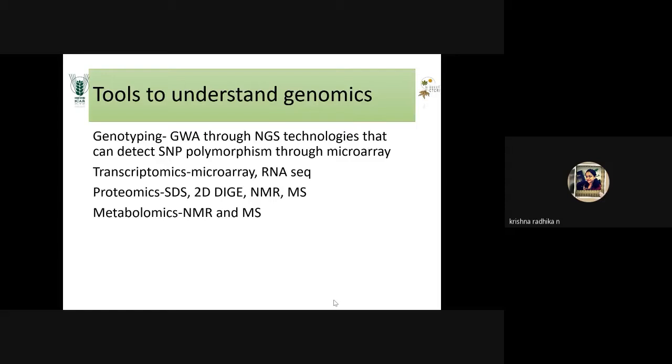So some of the tools are like this. For genotyping, genome-wide analysis through NGS technologies that can detect a single nucleotide polymorphism, or microarray, can be used. Transcriptomic effects can be studied through microarray techniques and RNA-seq. Proteomic studies can be done through SDS-PAGE, 2D gel electrophoresis, DIGE, NMR, and mass spectroscopy, and metabolic effects are also studied through high throughput methods like NMR and mass spectroscopy.